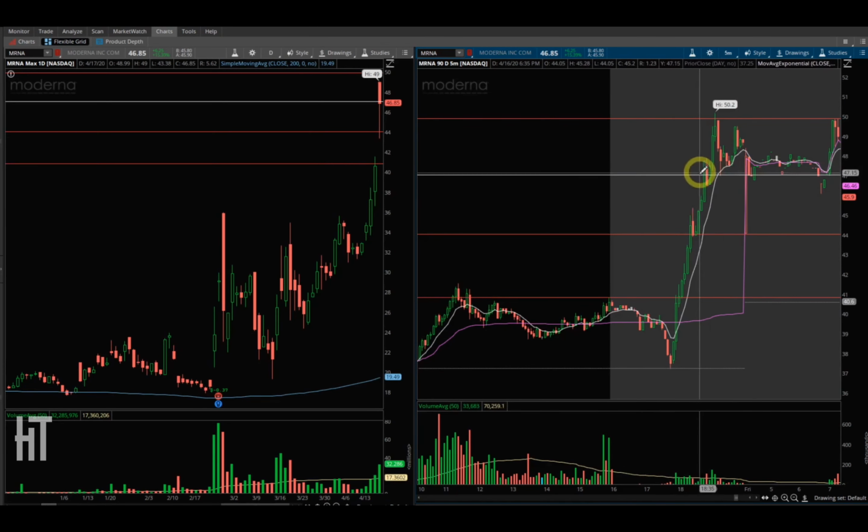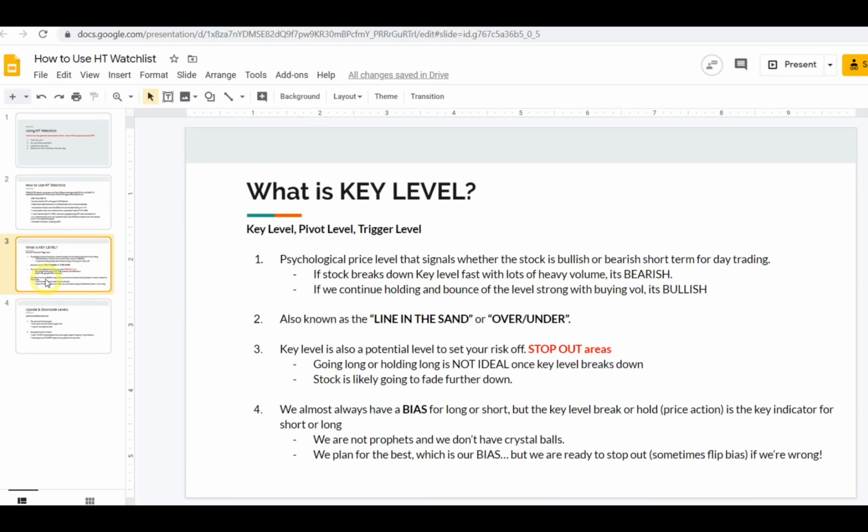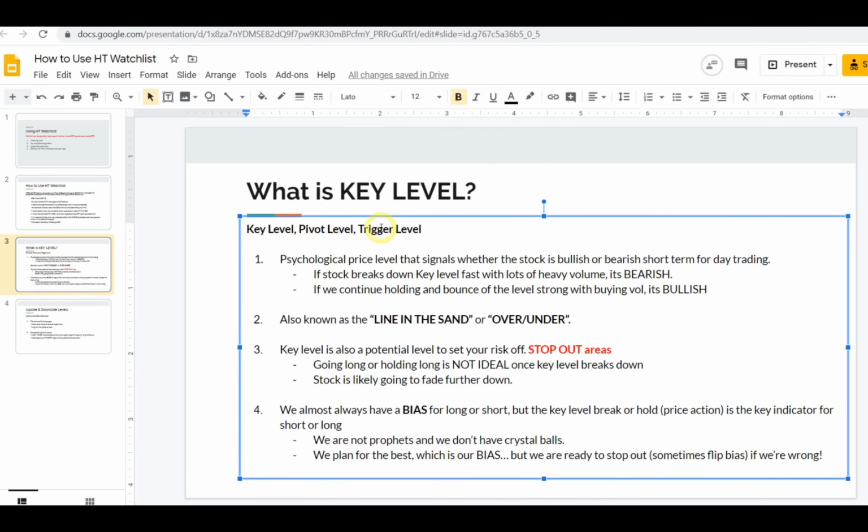So this is the key level we identified, right? Let's talk about what key level means exactly. There are some similar terms that you see other people use, but it's the same idea. It's a pivot line, pivot level, a trigger level. But what that is, is a psychological price level that signals whether the stock is bullish or bearish short term for day trading, right? So what does that mean?